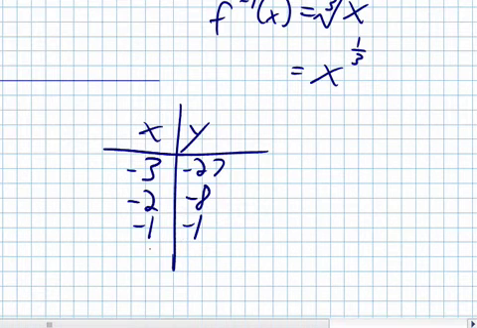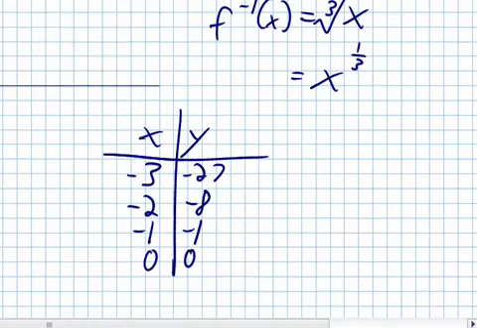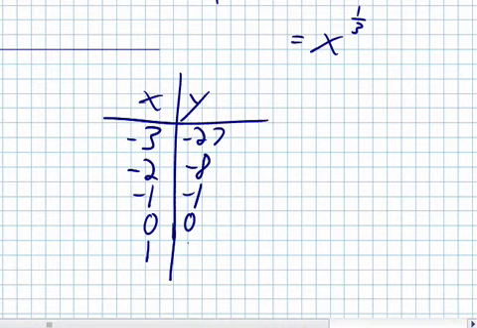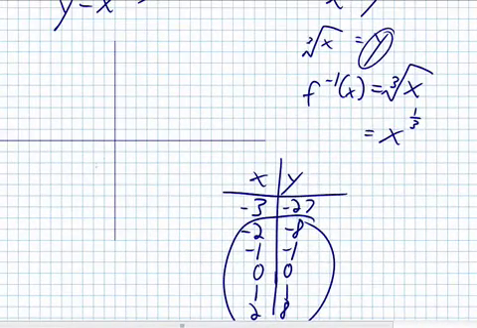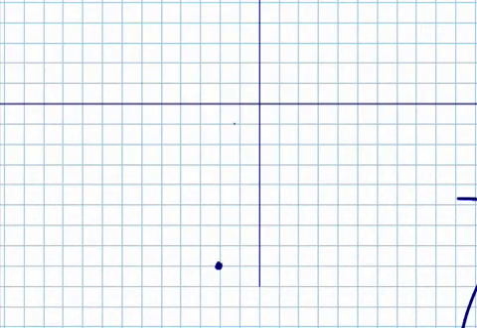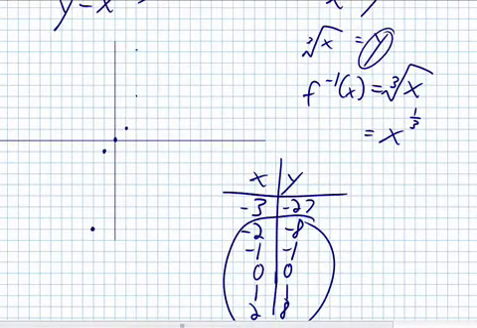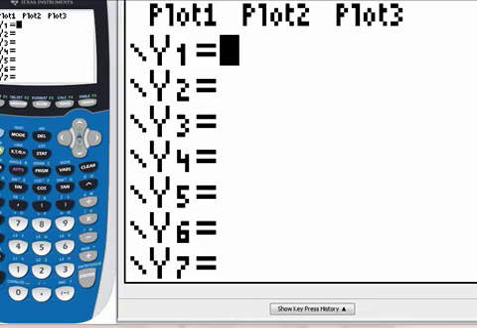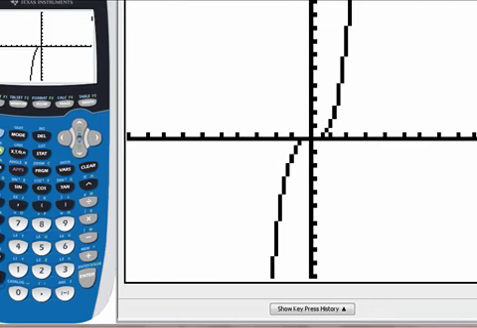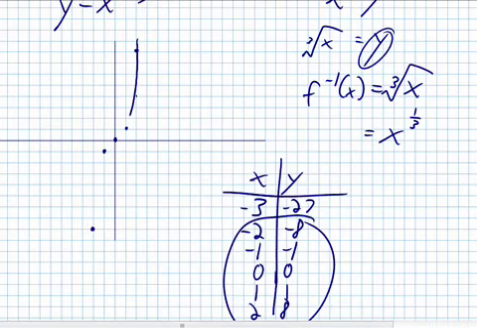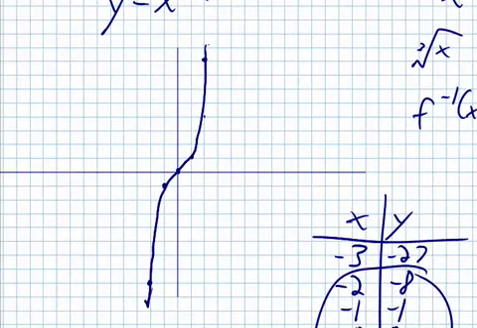-1, -1, 0, 0. Then we could have 1, 1, 2, 8. So let's take these 5 and plot them. -2, -8. -1, -1, 0, 0, 1, 1, and 2, 8. If we switch over to the graphing calculator and graph this, we get x to the 3rd power, graph, and we get a curve that looks like that. So that can tell us, okay, this curve is going to look similar, or actually the same. It's going to be kind of a curve that goes like this.